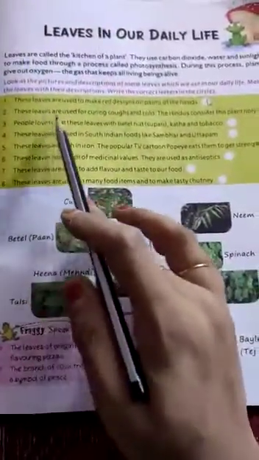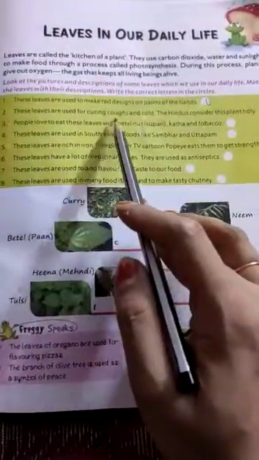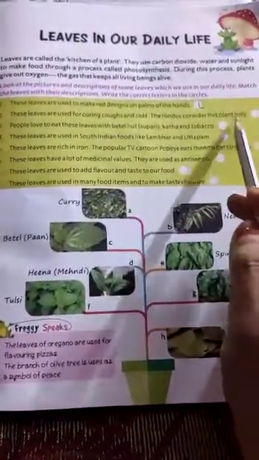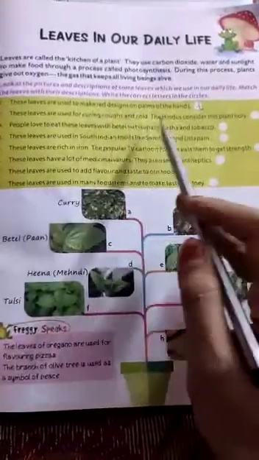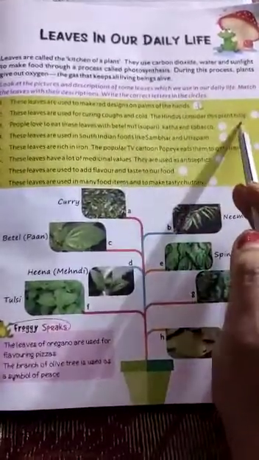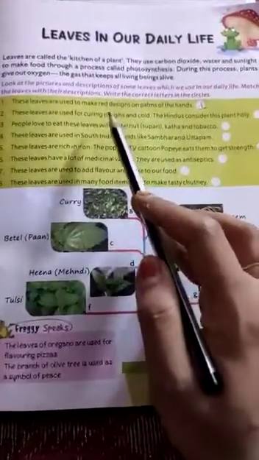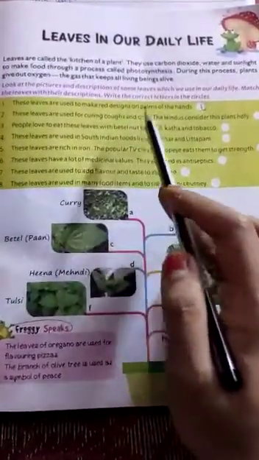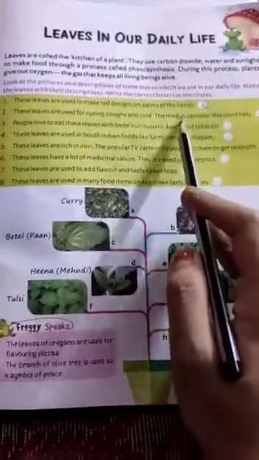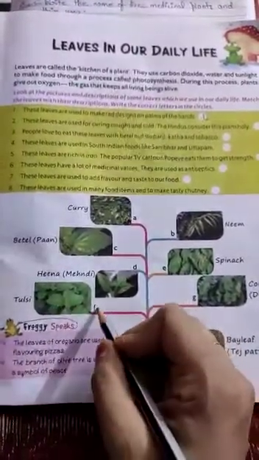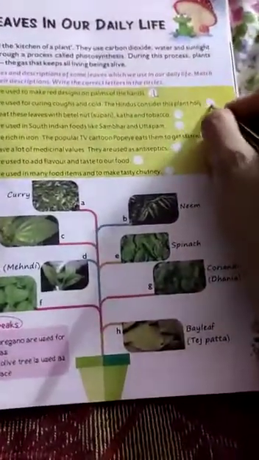Okay. Now, second, these leaves are used for curing coughs and cold. The Hindus consider this plant holy. Holy means pavitra. So we all Hindus plant this tree and we use the leaves of this plant in curing cough, cold and fever. And this plant is none other than the Tulsi plant. So the letter assigned to Tulsi plant is F. We will write F over here.